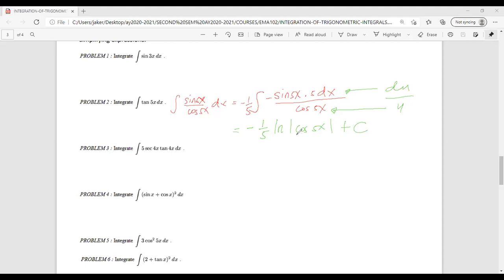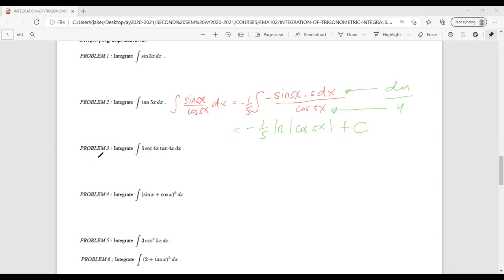Next question. Yes. If the cosine 5x is the u, miss, then, never mind. Okay, that's fine. Thank you, miss. Okay, do you have any more questions?